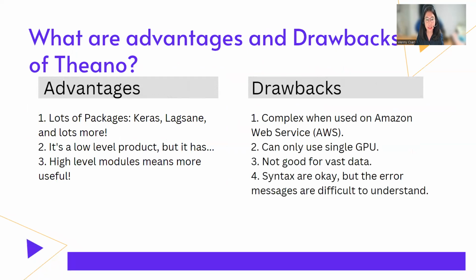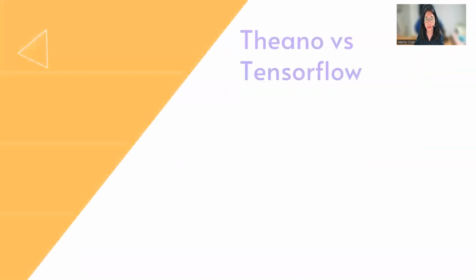What are the advantages and drawbacks of Theano? The advantages are, first, lots of packages like Keras, Lasagne, and lots more. Second, it's a low-level product, but it has high-level modules, which means more useful. The drawbacks are, first, complex when used on Amazon Web Service. Second, can only be used with a single GPU. Third, not good for fast data. Fourth, syntax is okay, but the error messages are difficult to understand. The next slide will be presented by Mr. Theano.